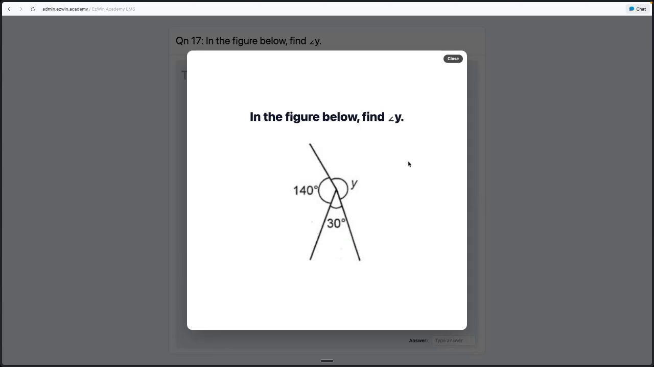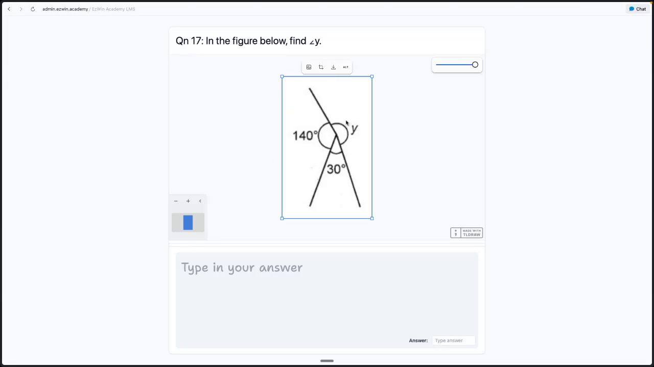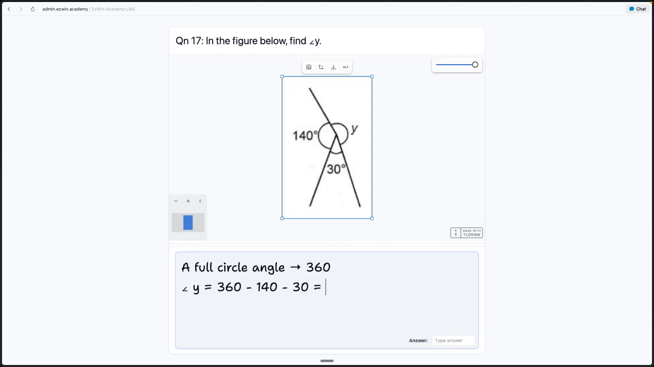Okay, question 17. In the figure below, find angle Y. I think this is pretty straightforward. A full circle angle is equal to 360. So angle Y is equal to 360 minus 140 minus 30. 360 minus 140 is 220, minus 30, which is 190.